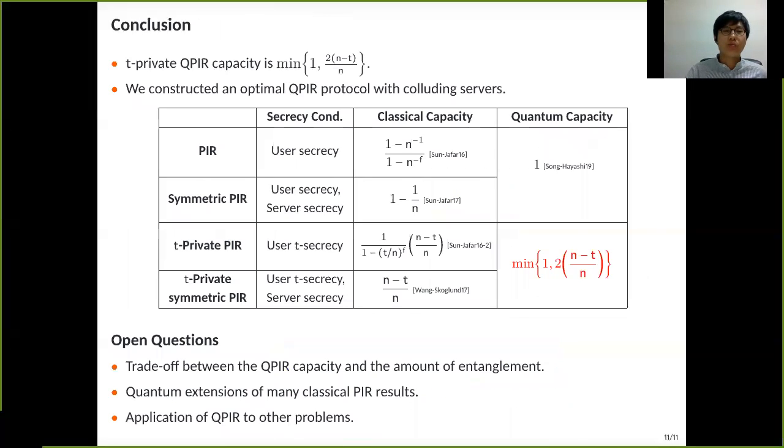As a conclusion, we proved the T-private QPIR capacity is this value, and we also constructed an optimal protocol in this case. This is our result, and it is greater than the classical results. There are several open questions. One is the trade-off between the QPIR capacity and the amount of entanglement. In our case, we didn't restrict any entanglement amount. There are also many quantum extensions of classical results, and we can consider applications of our protocol to other problems. Thank you very much.